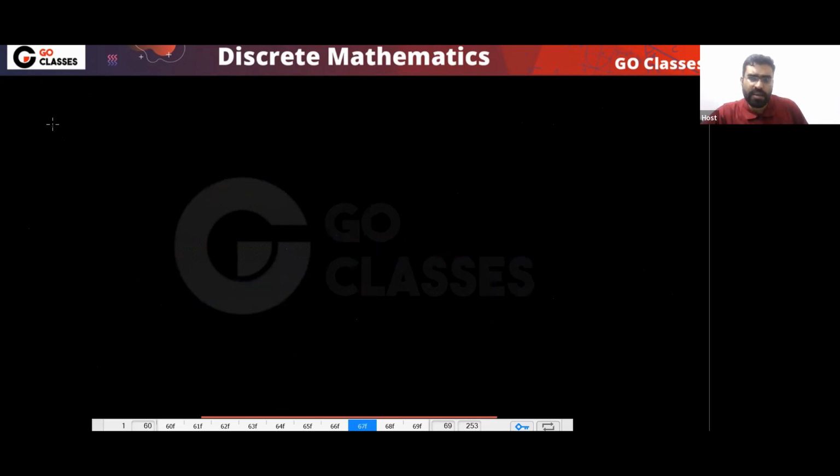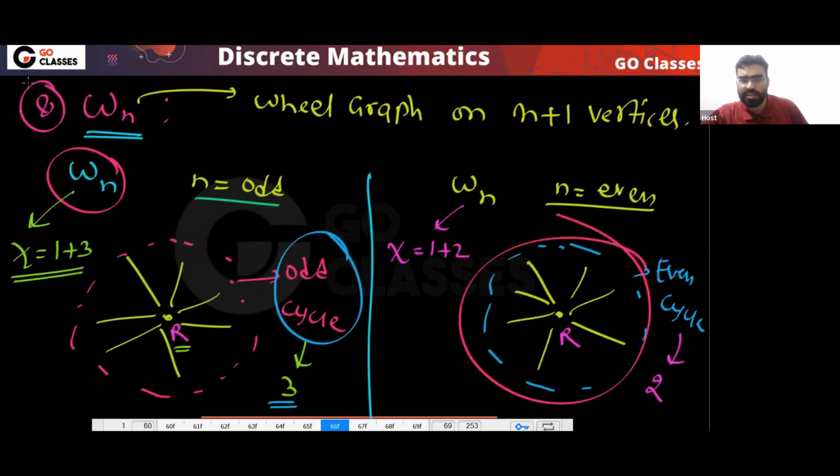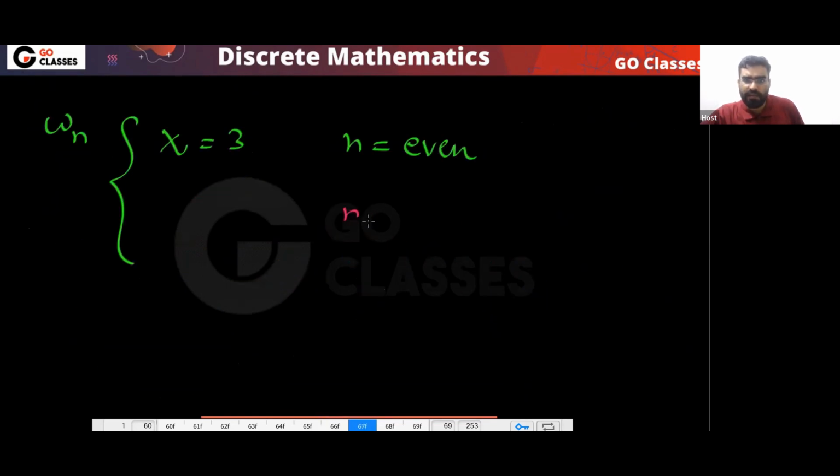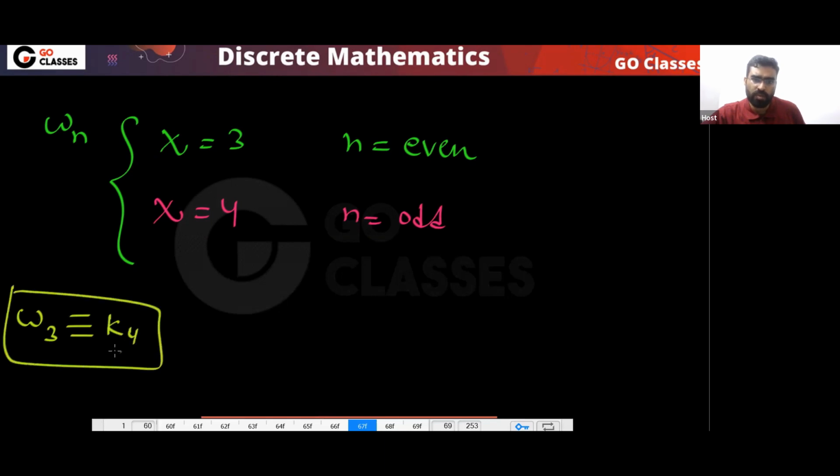Okay, so finally I can say, for Wn, what will be the chromatic number? The chromatic number will be 3 when n is even. When n is even, it means the outer cycle is even. And if n is odd, then the chromatic number will be 4. For example, W3 is the same as K4. You already know, because W3 is K4, you need 4 colors.